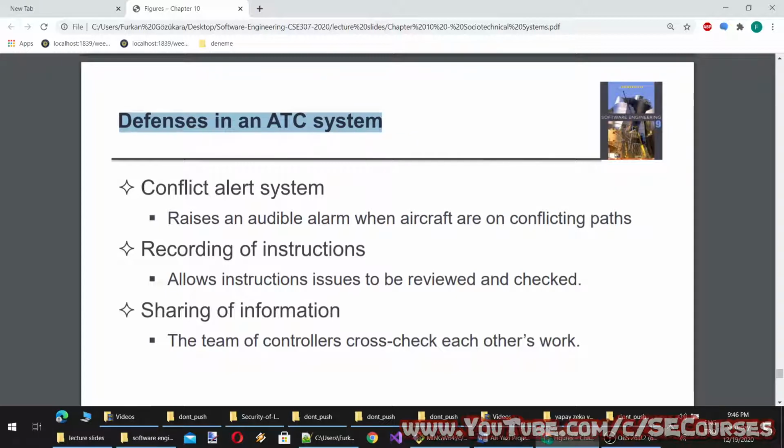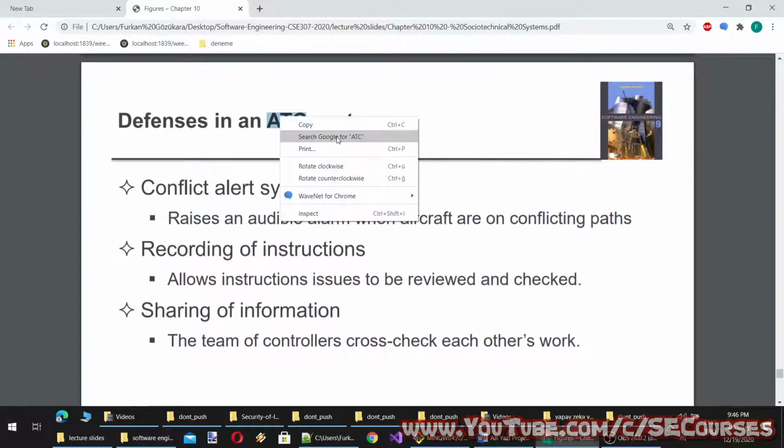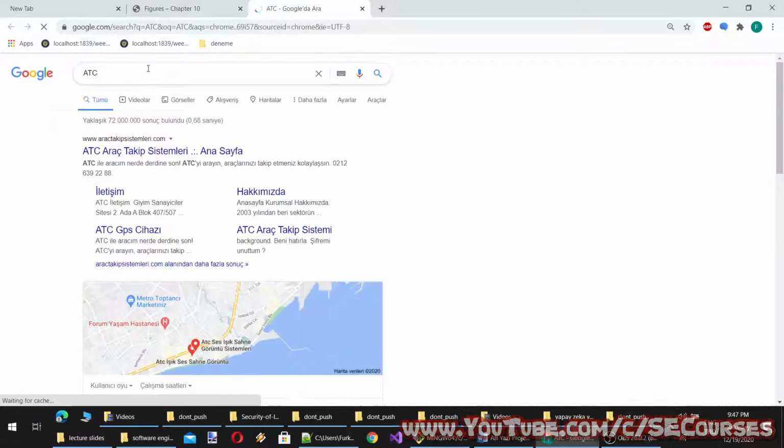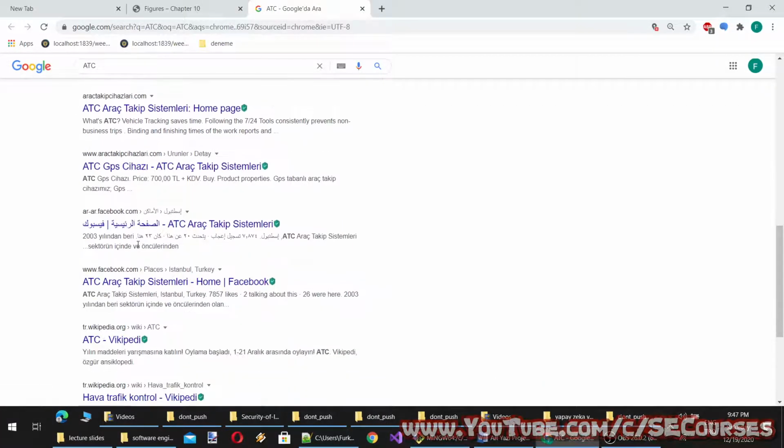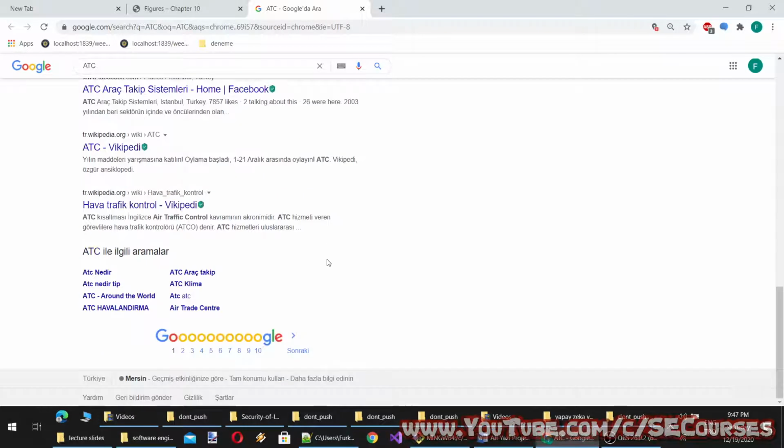Defenses in an ATC system. Conflict alert system raises an audible alarm when aircraft are on conflicting paths. So ATC is... what can it be? Aircraft transfer system? Oh, it is air traffic control system.